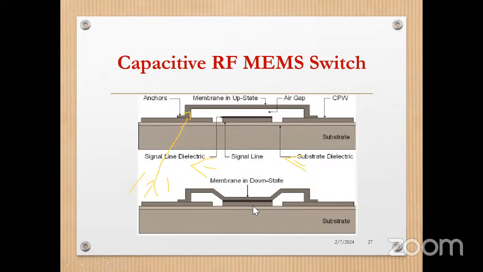So this is the basic principle of a MEMS switch, where I switch on and off with the help of a membrane that is going to move up and down. When the membrane is in up state, the switch will be in on state. When the membrane is in down state, the switch will be in off state since the signal is grounded.